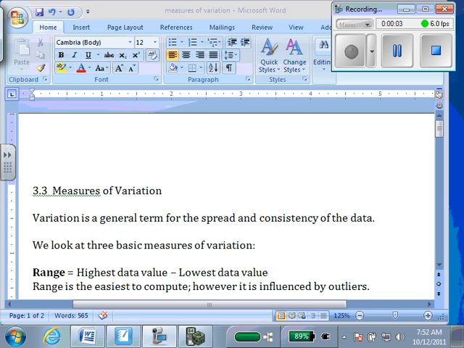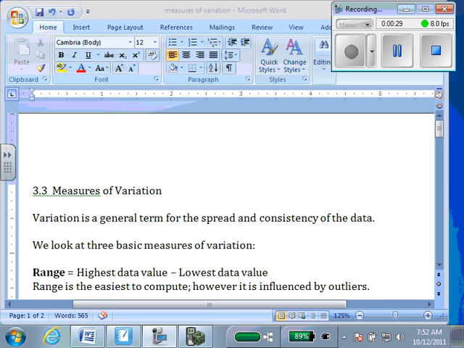Because we couldn't meet for class because of the fire drill, I'm going to give a short lesson on some of the concepts in section 3.3, which is measures of variation. Variation is a term for the spread and consistency of the data. We're going to look at three basic measures: range, standard deviation, and variance.